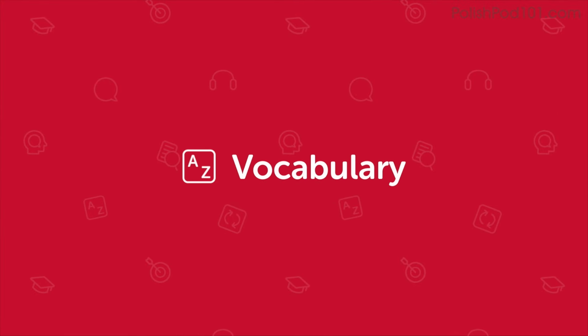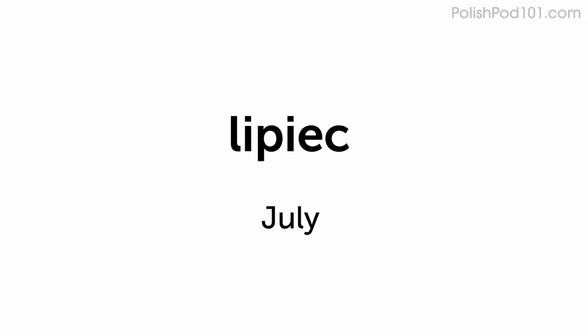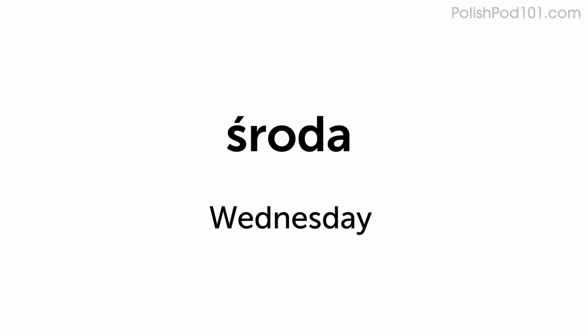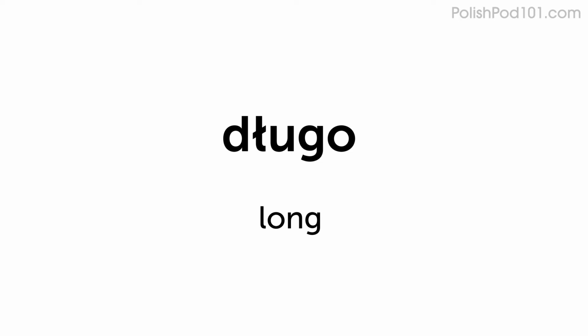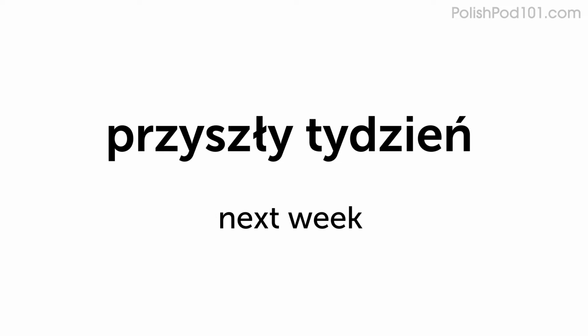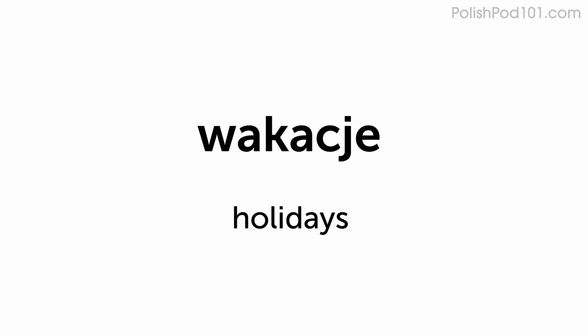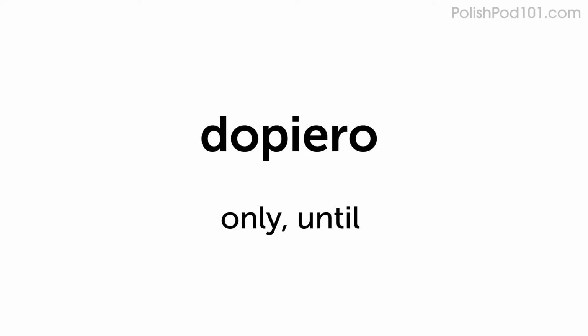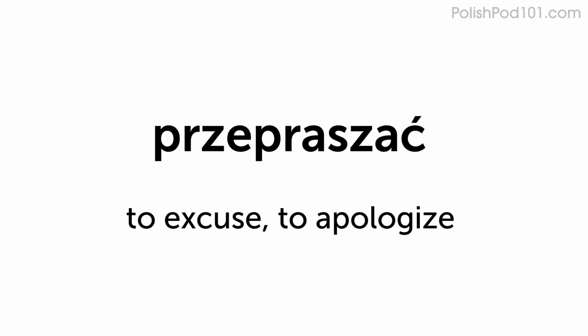Now you'll hear the key vocabulary, followed by the English translation. Lipiec. July. Środa. Wednesday. Długo. Long. Kiedy? When. Przyszły tydzień. Next week. Wakacje. Holidays. Dopiero. Only. Until. Przepraszać. To excuse. To apologize.